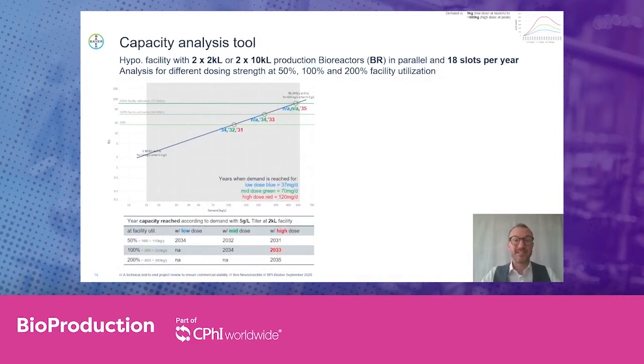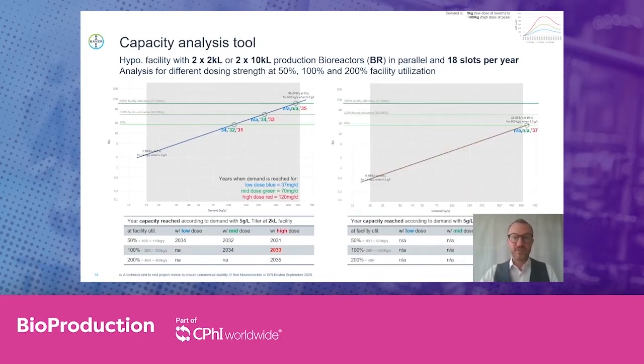Next is our capacity analysis tool, which is basically a model that allows us to view the number of bioreactors needed on the y-axis, depending on a given demand on the x-axis. Horizontal lines indicate the capacity utilization of a given facility. So here we have a hypothetical facility with 2 times 2,000 liter bioreactors on the left, and a second one with 2 times 10,000 liter bioreactors is given on the right.